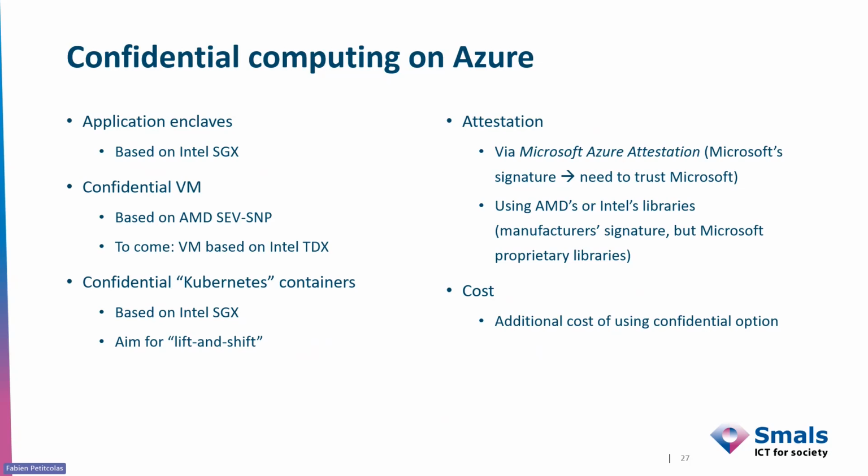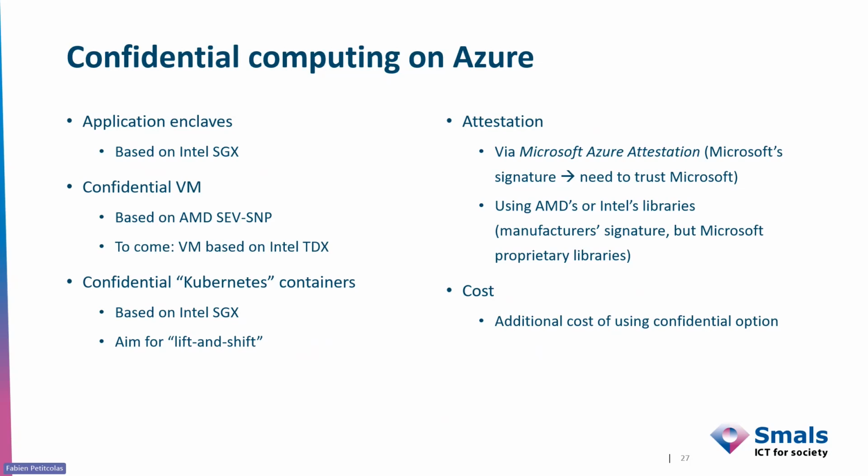In terms of attestation, you can do that via the Microsoft Azure attestation system, but then your attestation is signed by Microsoft. So this means that you need to trust fully Microsoft here. Or you could use the AMD or Intel libraries, and so your attestation would then be signed by either a microprocessor manufacturer and not Microsoft. But in that case, you still need to include in your application some libraries which are proprietary of Microsoft. There's an additional cost, of course, for using this sort of techniques that you should be aware of.